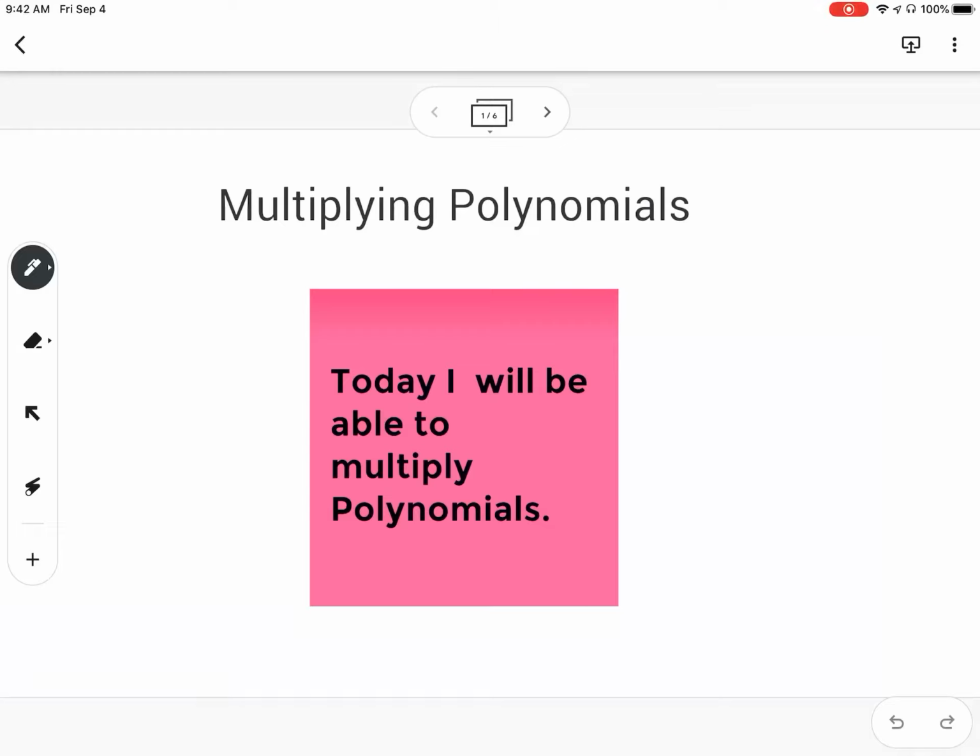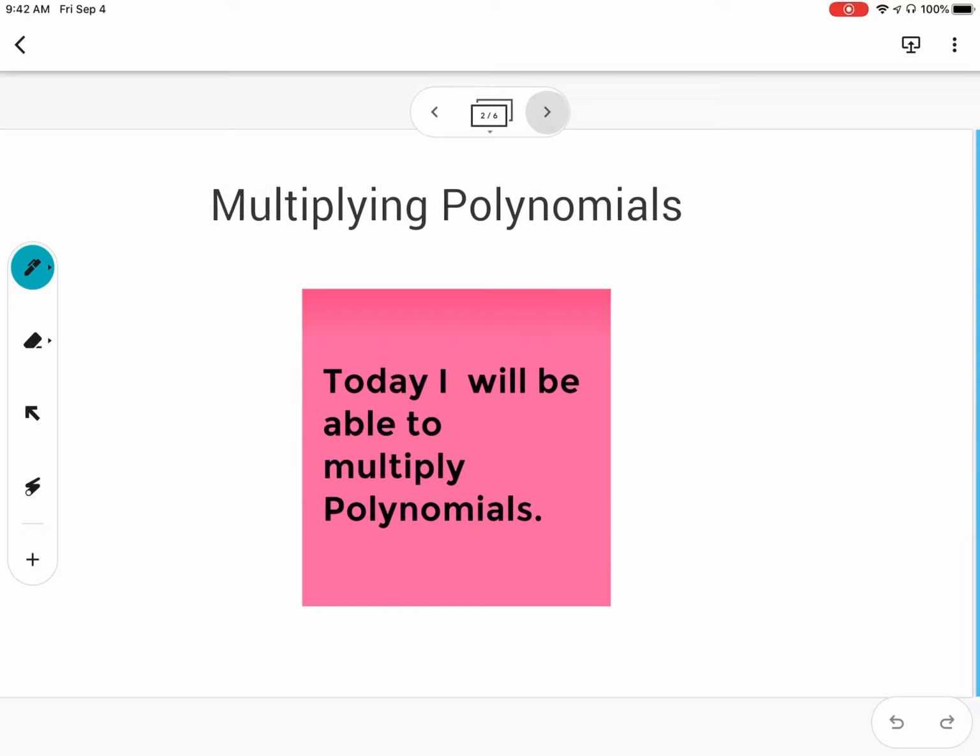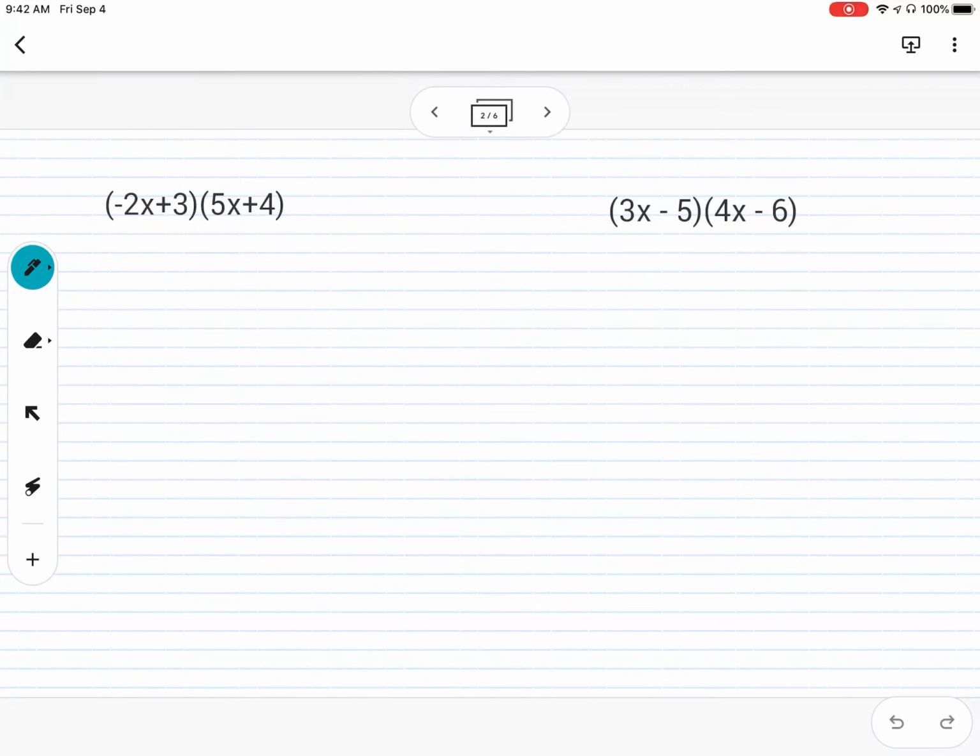Alright, so today's lesson we're going to review multiplying polynomials. It's going to be really important that we know how to do this for what we're going to learn next, so I want to take a day to make sure that we're all really good at this. So, multiplying polynomials. We'll start with two binomials.